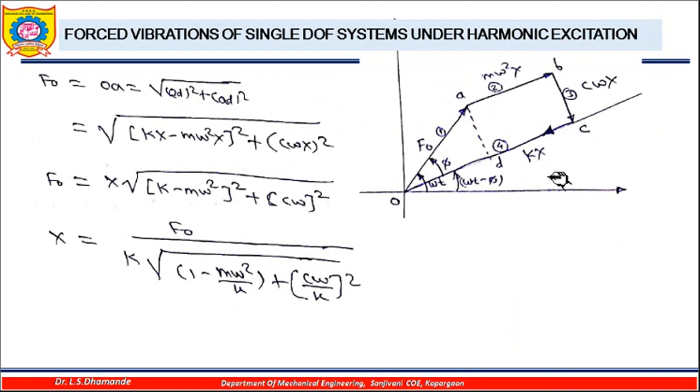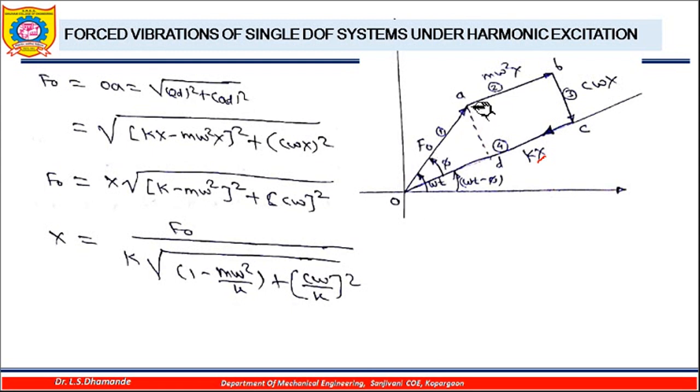Now I have to get the value of x. I will use the triangle OAD again, and I will try to find the value of F0.